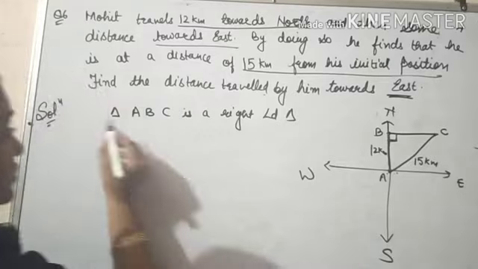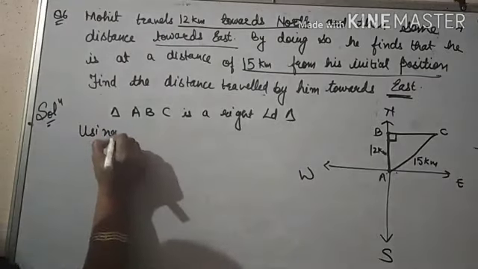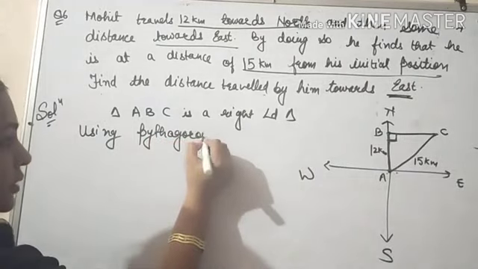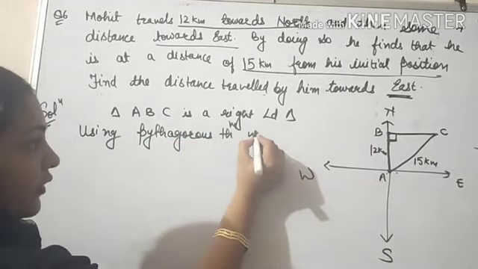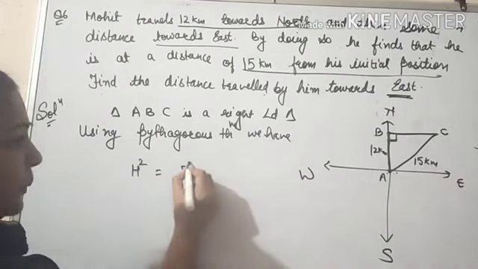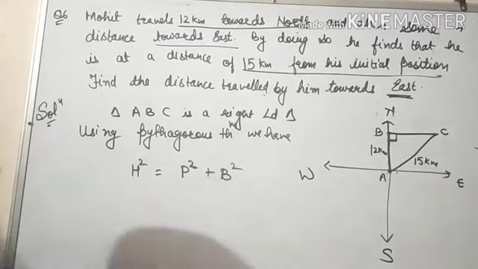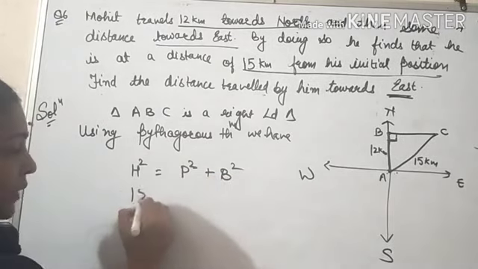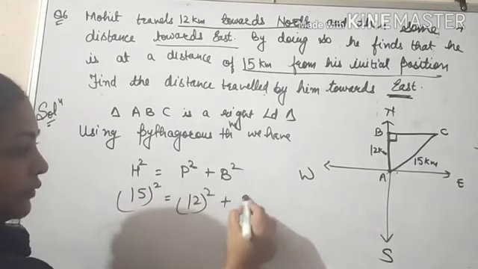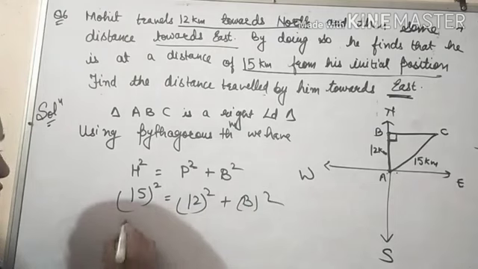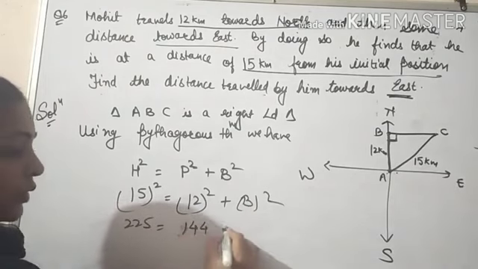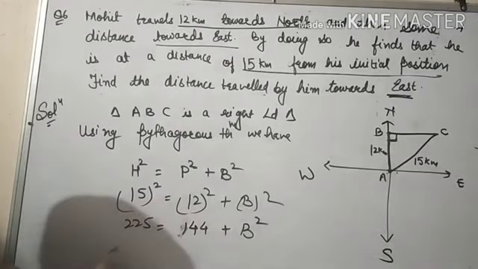So this is the hypotenuse. Using Pythagoras theorem, we have hypotenuse square is equal to perpendicular square plus base square. Now hypotenuse is 15, perpendicular is 12. You have to find base. Square of 15, 225. Square of 12, 144. And you have to find base square.